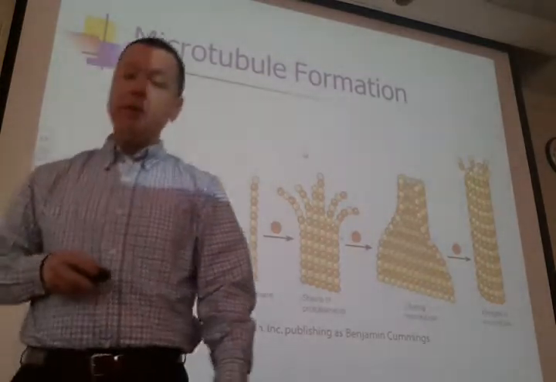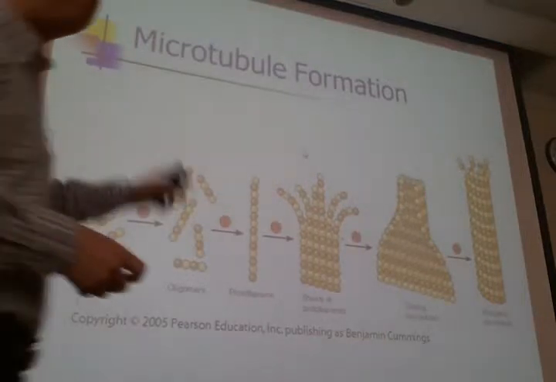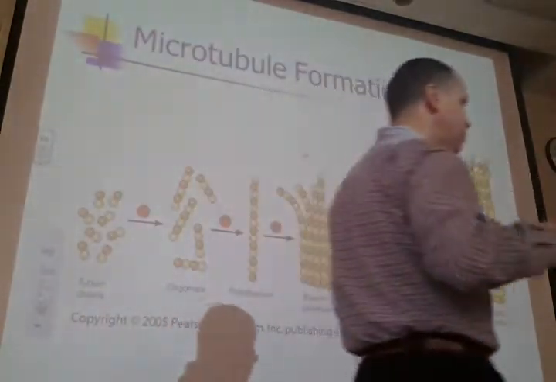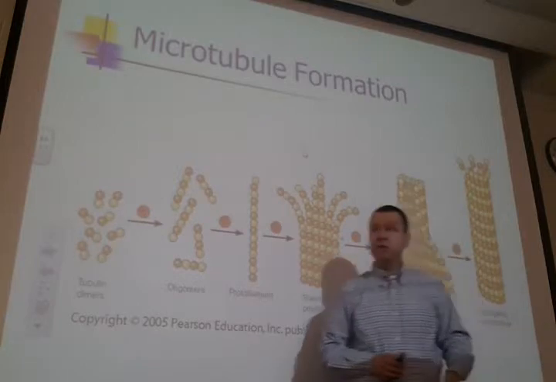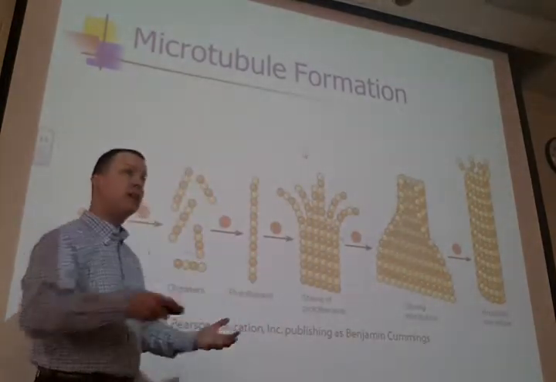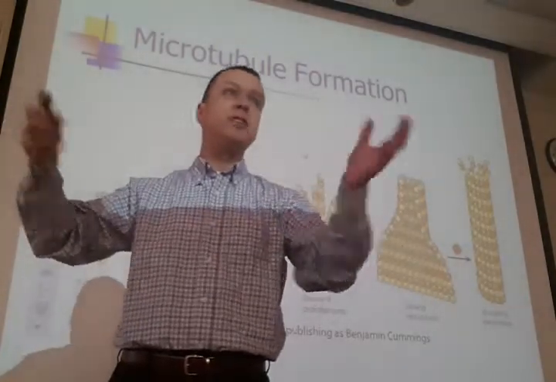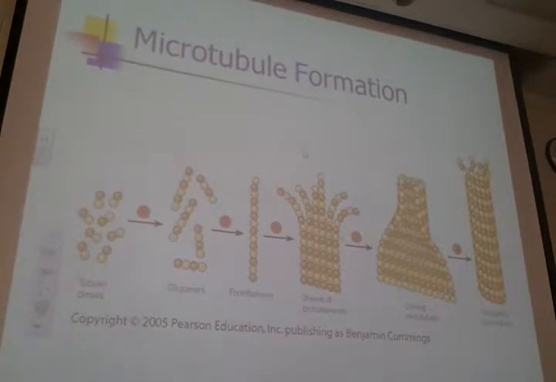There's lots of good evidence to suggest that all of this happens spontaneously. If you have a test tube with just the alpha-beta dimers in it, no other proteins, under the right conditions, they'll spontaneously form microtubules. So all of this seems to happen on its own, without other proteins helping to construct these long, hollow tubes. They construct themselves, in a sense.